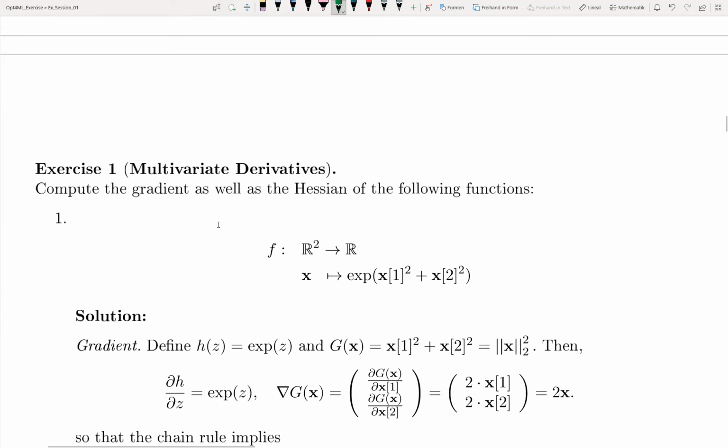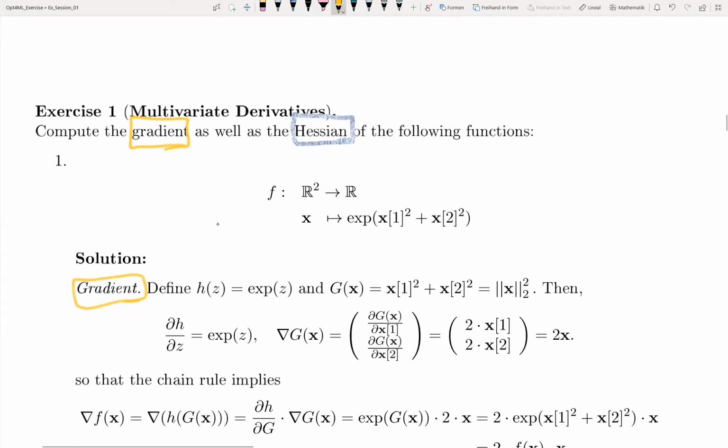And what we want to do is compute gradients, and we want to compute the Hessian, so the second derivative. All right, let's start with the gradient of this function.